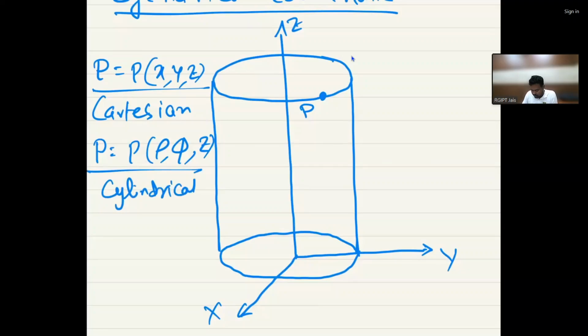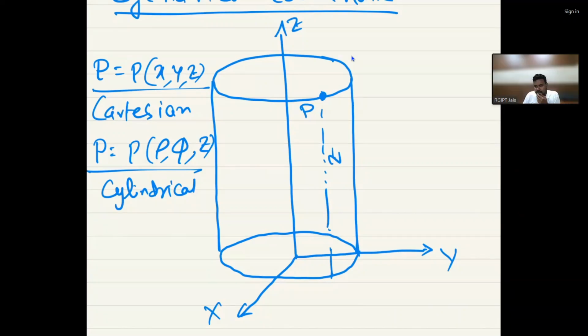So what are rho, phi, z? What is z? Z basically is this vertical distance. This vertical distance, this is z. And what is rho? Rho is the distance of this point P from the z axis.